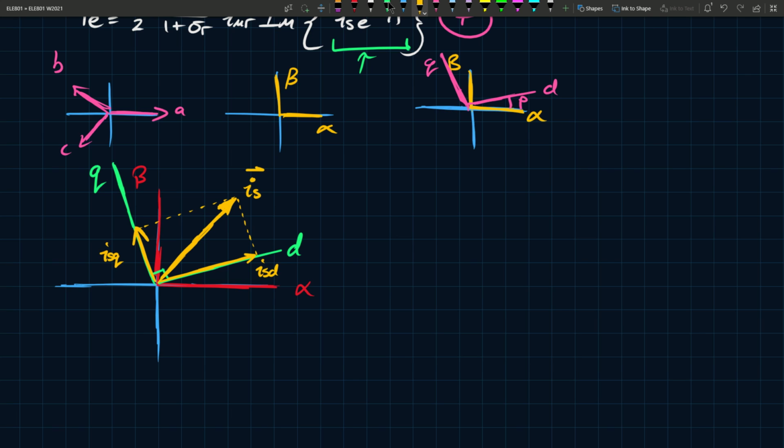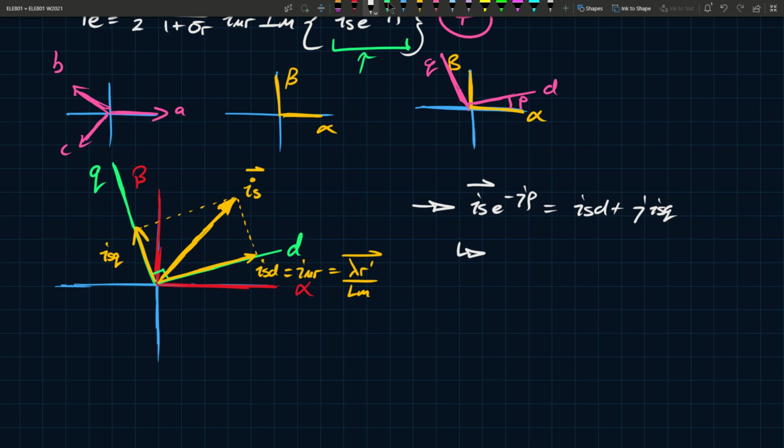And now we say that ISD is equal to IMR, and this is lambda R prime over LM. So that's what's going on here. If you want to put it mathematically, we can say that IS e to the minus j rho, and this is a vector, is equal to ISD plus j ISQ. And another extension of this is that the imaginary part of IS e to the minus j rho.